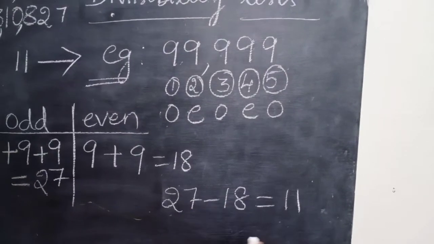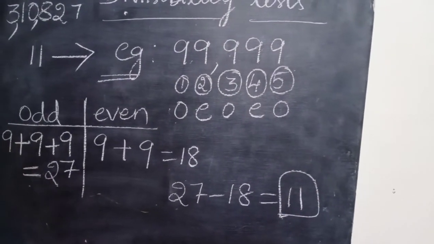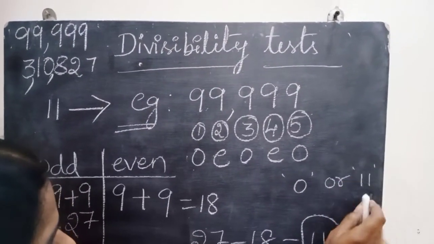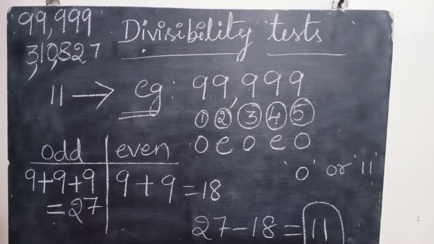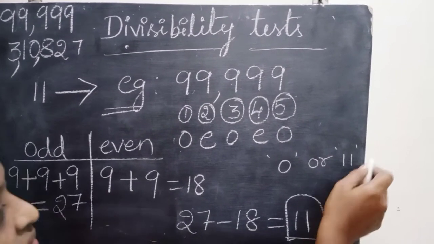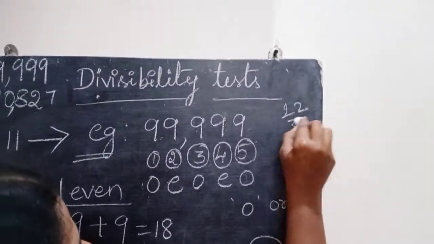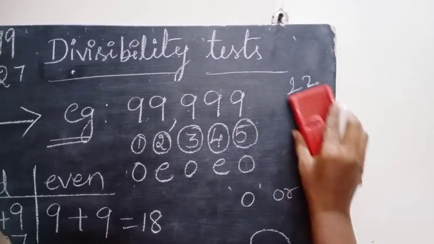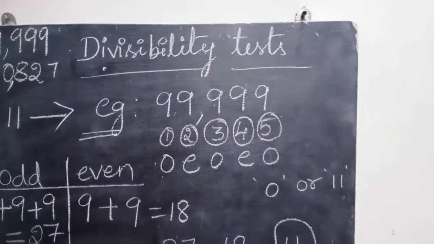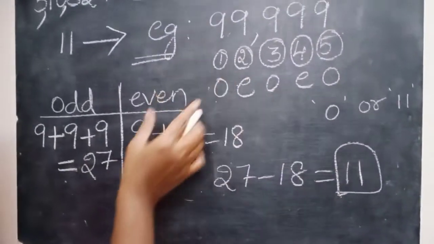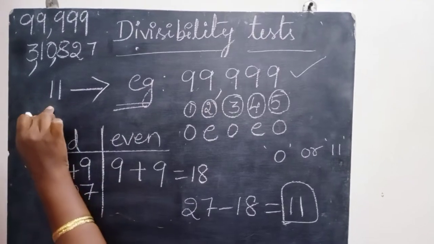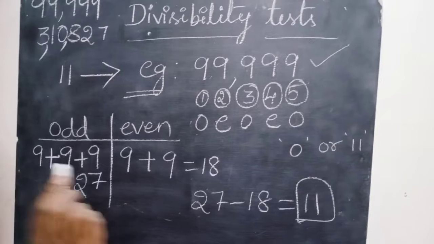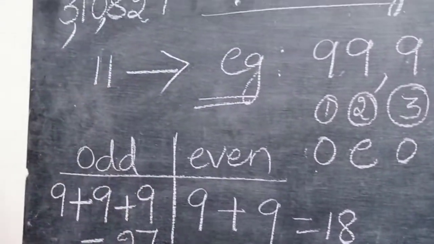Clear, children? You know that you should get 0 or a product of 11. Products means the multiplication table of 11: 11 twos are 22, 33, 44. Whatever number you get, that will be divisible by 11. Here the answer is 11, so the given number is divisible by 11. That is, 99,999 is exactly divisible by 11.